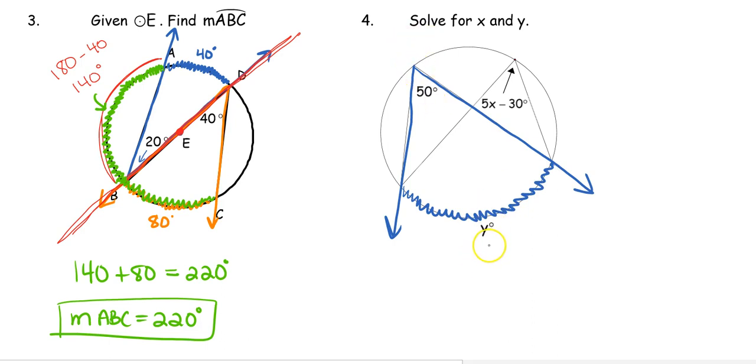I'm solving for y. So if this angle here is 50, the arc is twice as big. So I do 2 times 50 to find that this is going to be 100. So the first thing we just found, y is equal to 100 degrees, which is awesome. So now I want to find x.